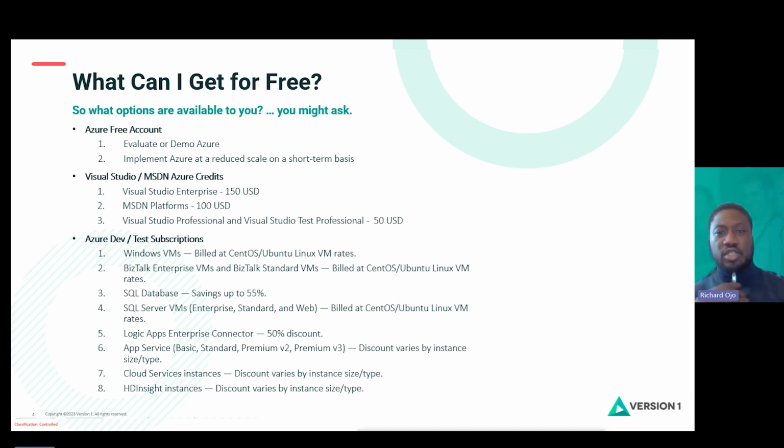Included within this Azure free account is a $200 credit that can be applied to any Azure service that must be used within 30 days of signing. The second thing you can get is the Visual Studio or MSDN Azure credits. These credits are split based on the level of Visual Studio and MSDN subscription you have. So for Visual Studio Enterprise, 150 USD per month. MSDN Platforms, it's 100 USD, and Visual Studio Professional and Visual Studio Test Professional is 50 USD per month.